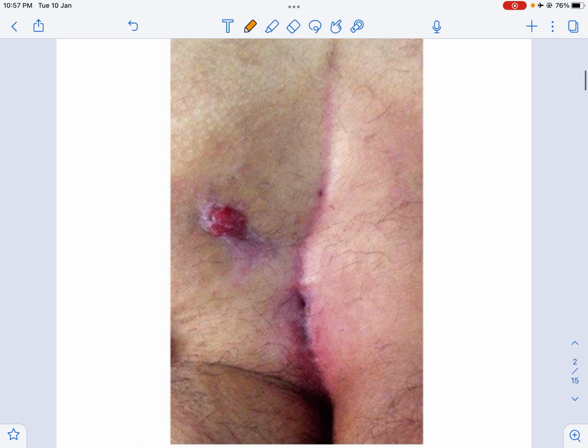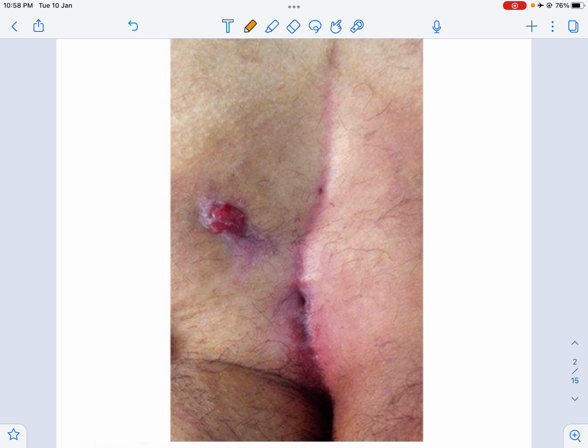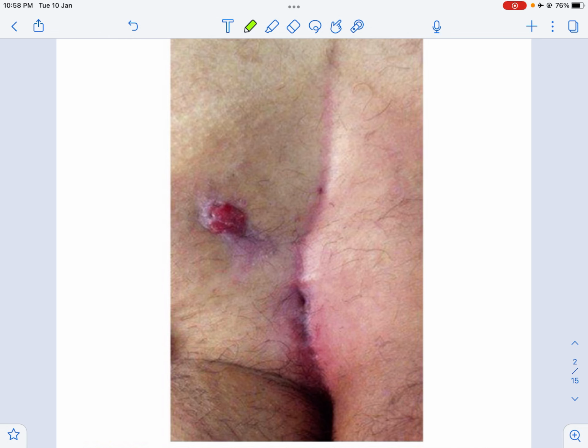Now let us look at this image from Sabiston to understand the definition of a pilonidal sinus. First, I had told it is a condition which is found in the natal cleft. This area is the natal cleft. That is, it is the area between the butt cheeks, between the two gluteal regions. It overlies the coccyx, that is, it overlies the coccygeal part of the vertebrae. It consists of one or more, usually non-infected midline openings.